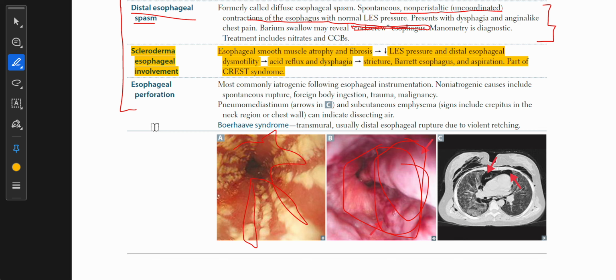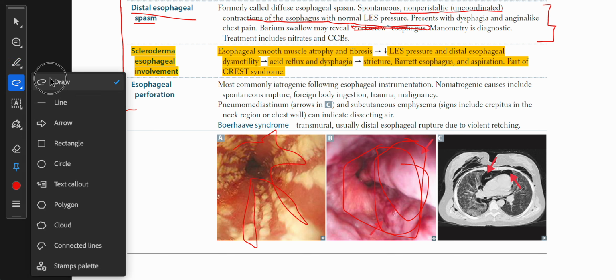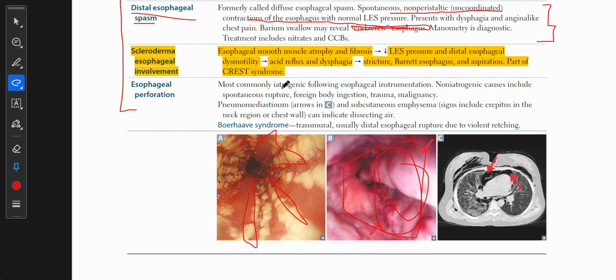And in esophageal perforation, the most common cause is iatrogenic, following esophageal instrumentation. And non-iatrogenic causes include spontaneous rupture, foreign body ingestion, trauma, and malignancy, right? So you have to remember it like that.